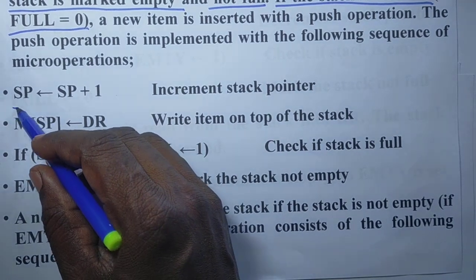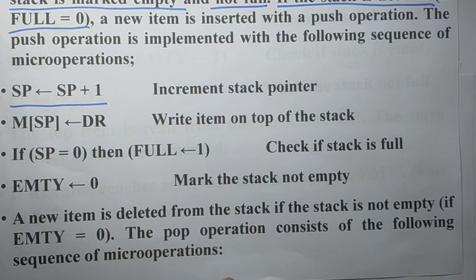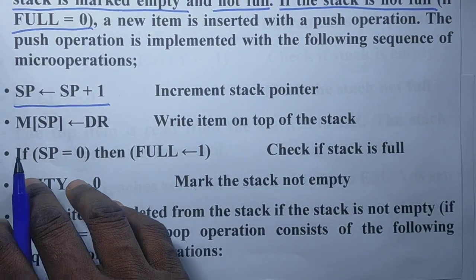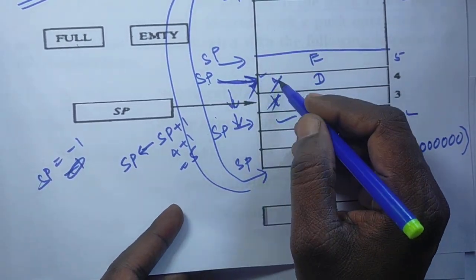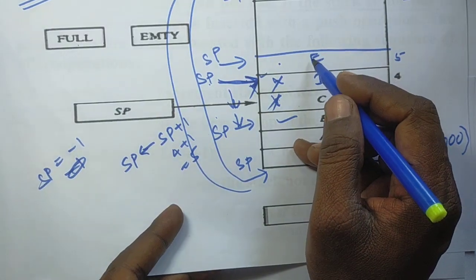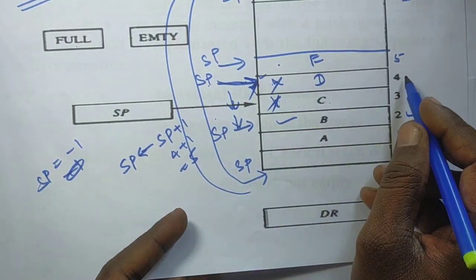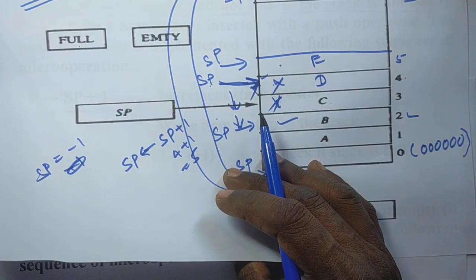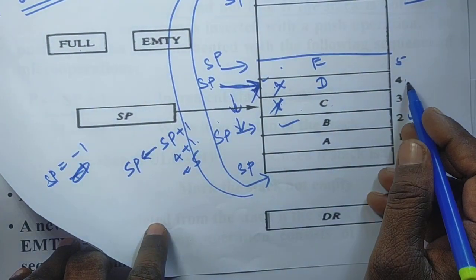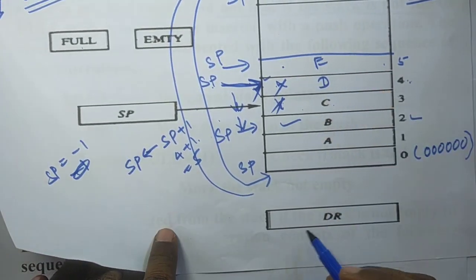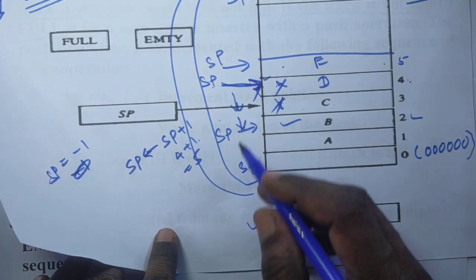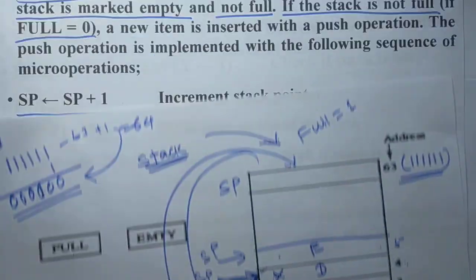For example, suppose SP is equal to SP plus 1. Then we enter some data. It is the normal concept, as I have already told: whenever space is vacant, we enter the data. Suppose SP is at position 4 and it is increased by SP equal to SP plus 1, so 4 plus 1. After that we enter the data through the data register into the stack. This is the basic concept.